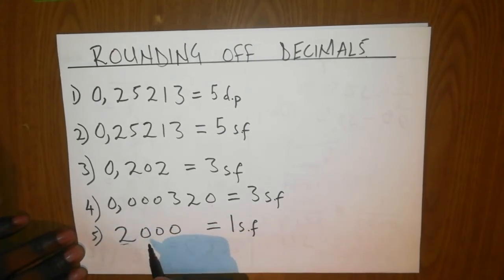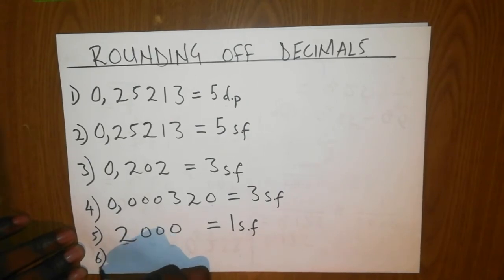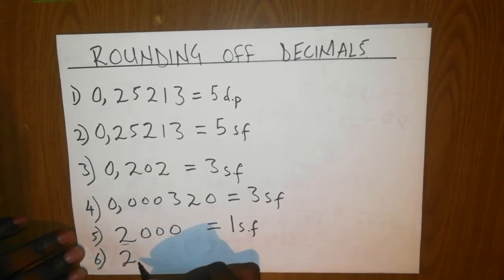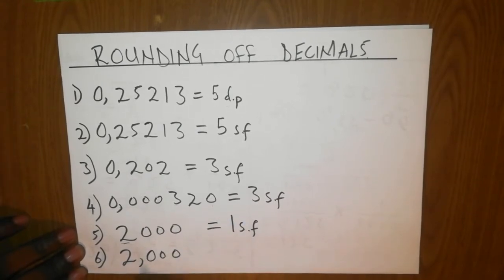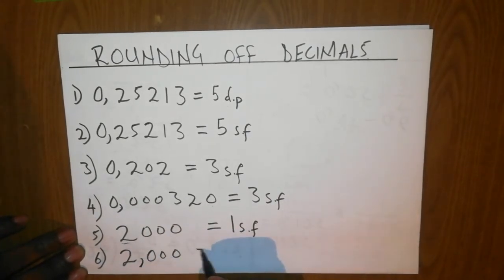Then the difference comes if we introduce a comma here, number 6. I would say 2,000. Now this is 4 significant figures. Why do I say so? Because there's now a comma here.